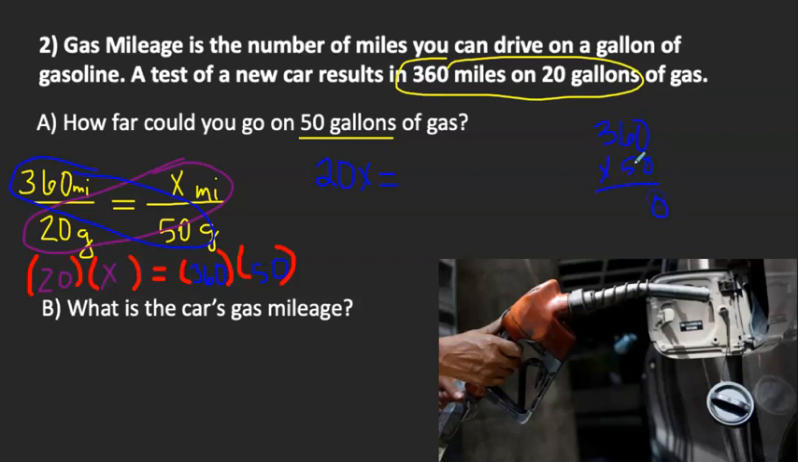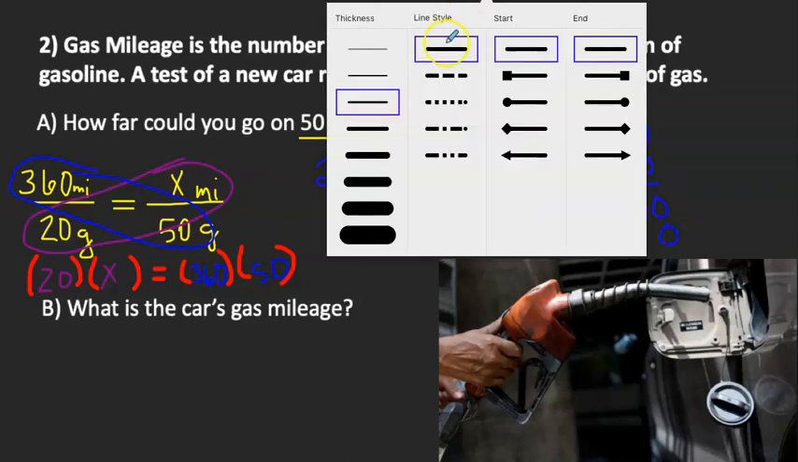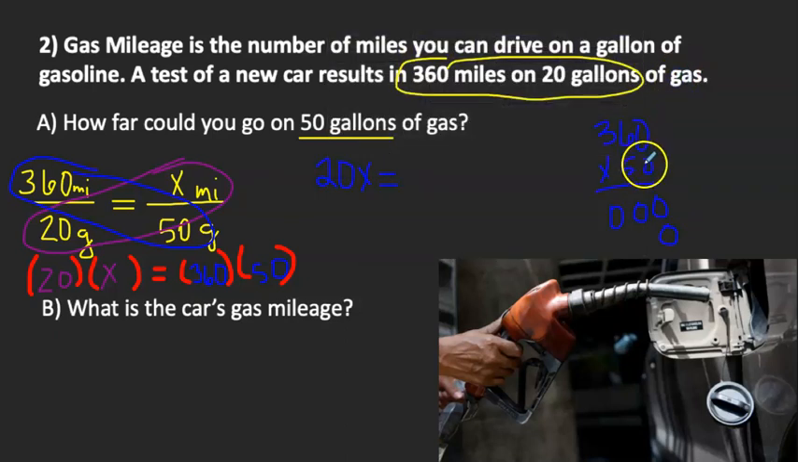0 times 0 is 0. 6 times 0 is 0. 3 times 0 is 0. I need a 0 to hold the place on the next line. Then I'm going to multiply the 0 times the 5, and I get 0. 6 times 5, I get 30, carry the 3. 3 times 5, I get 15 plus 3 is 18. So we get 18,000.